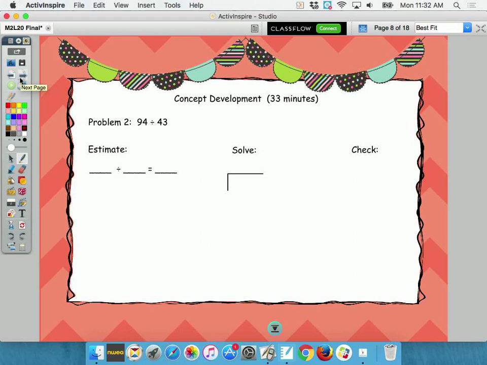All right, so 94 divided by 43. What would I round the 43 to? 40. Okay, and what could I make the 94 that 40 would divide into evenly? 800. Well, 800 would be a pretty big number compared to 94. 80. Okay, so how many times does 40 go into 80?